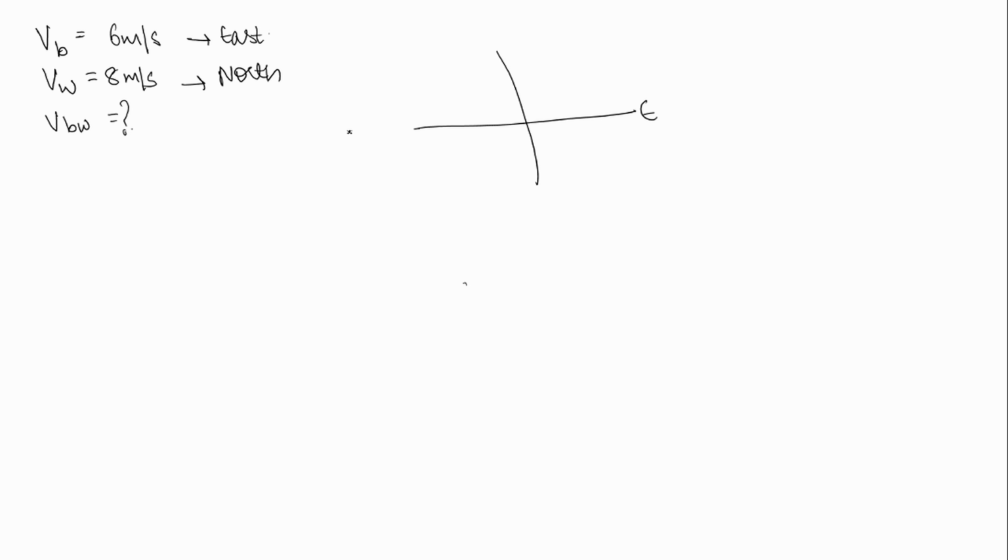This is east, this is west, this is north and this is south. So velocity of bird is in this direction. We can also name it as positive x-axis. This is positive y-axis, this is negative x-axis and this is negative y-axis. So velocity of bird is in east direction and velocity of wind is in north direction.